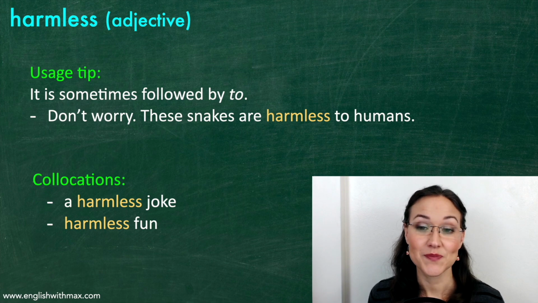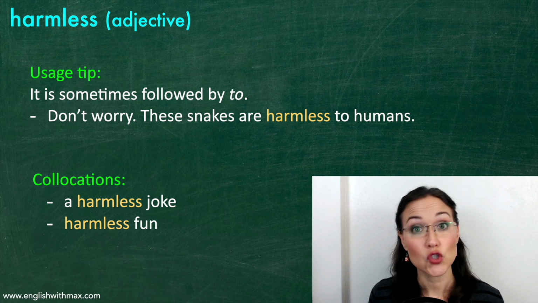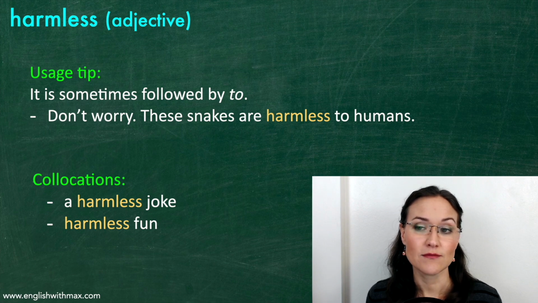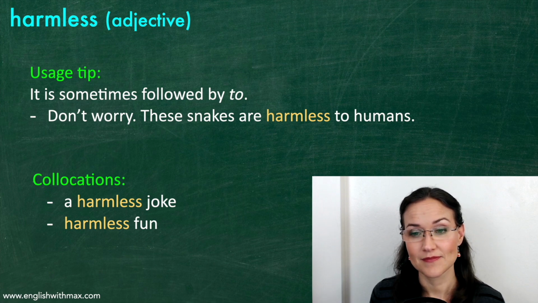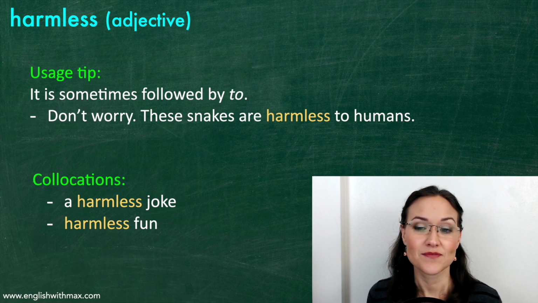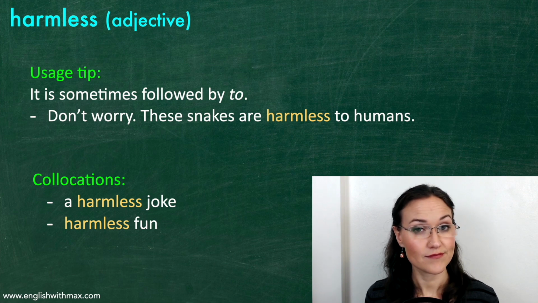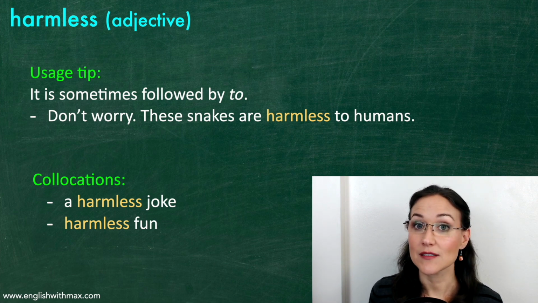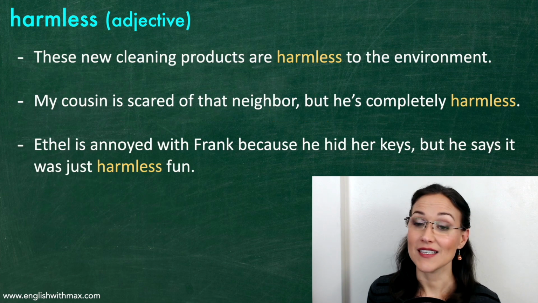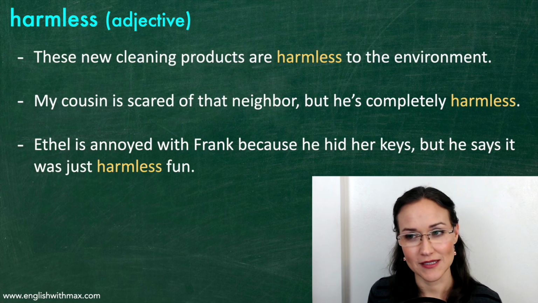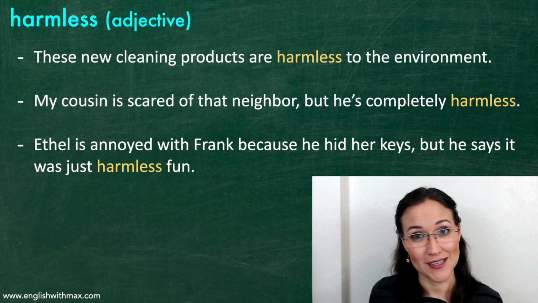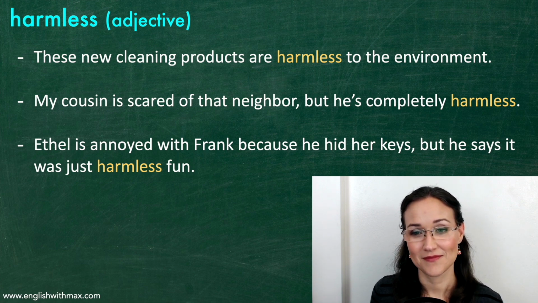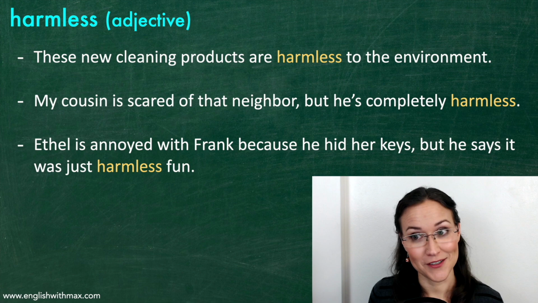A little usage tip. It is sometimes followed by to. For example, don't worry, these snakes are harmless to humans. And here are a couple of collocations. A harmless joke and harmless fun. These new cleaning products are harmless to the environment. My cousin is scared of that neighbor, but he's completely harmless. Ethel is annoyed with Frank because he hid her keys, but he says it was just harmless fun.